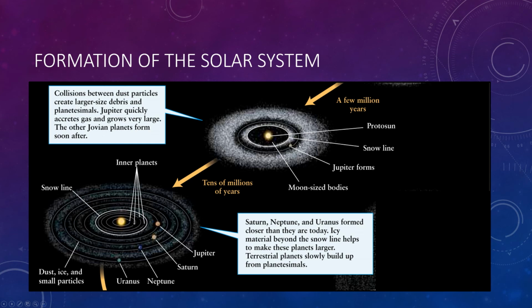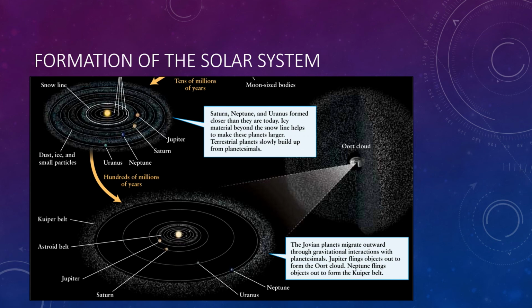The first planet to form, as we mentioned, was Jupiter. So Jupiter starts growing in the outer parts of the solar system. It's sweeping out the material. And then over time, Saturn, Neptune, and Uranus form, closer than they are today, though, right? But they start to move outward as they fling materials inward. At this point, the inner planets are still forming. They're slowly building up from planetesimals.